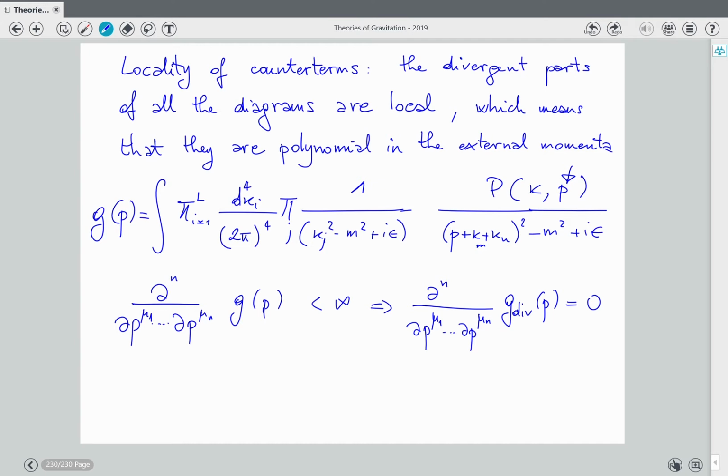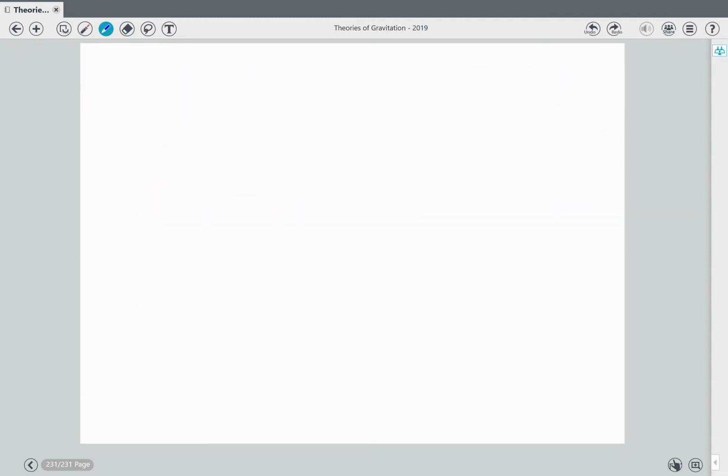There is a caveat here: the subtractions have to be performed algorithmically or iteratively, perturbatively, which means that when you go to two loops, you have to have already performed the subtractions at one loop, and so on and so forth. It's kind of easy to describe.